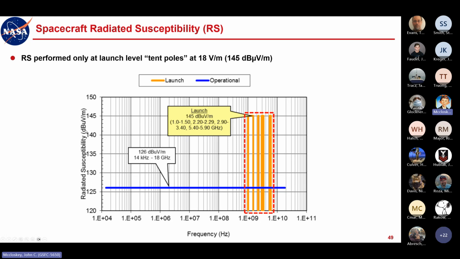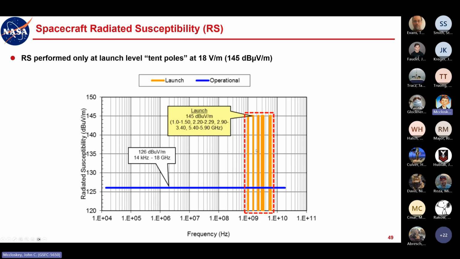So radiated susceptibility. We performed this at spacecraft level only at the launch level tent poles. Because they defined it in dB microvolts per meter, it's 145 dB microvolts per meter, which converts to 18 volts per meter. Generally, RS should be defined in volts per meter directly. It's just another delineation where RS is defined in volts per meter and RE is in dB microvolts per meter. Clearly, they're equivalent, but that's just another way of differentiating the RE and RS limits and not getting them mixed up with each other.